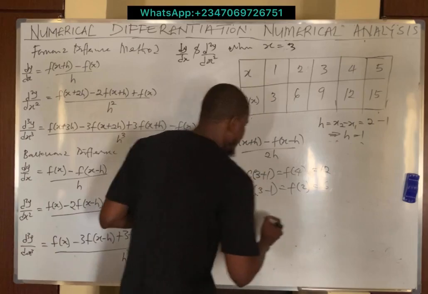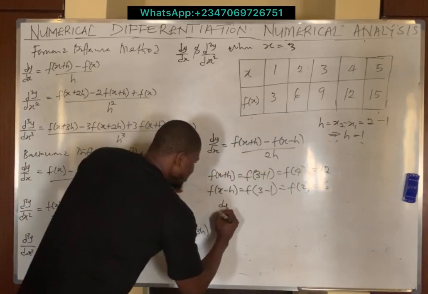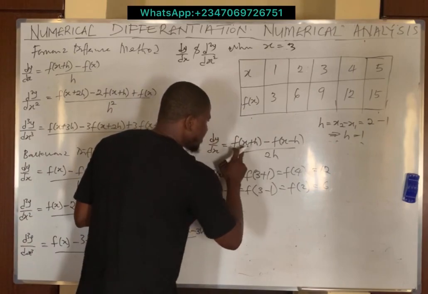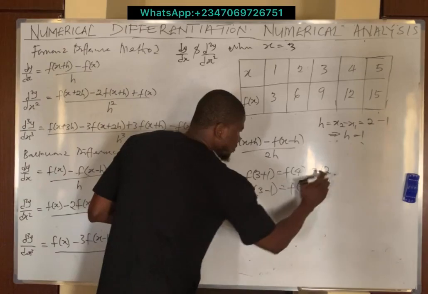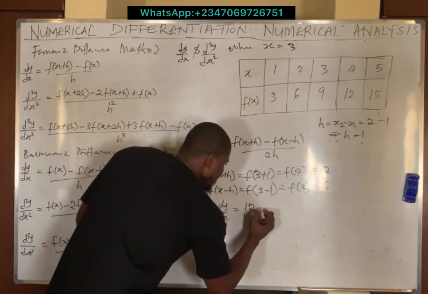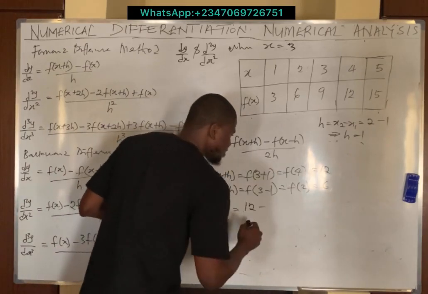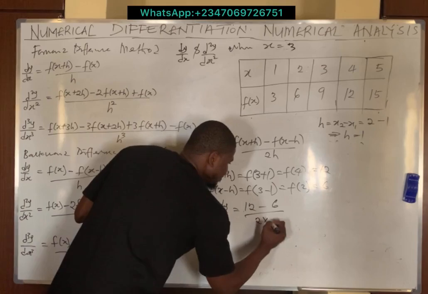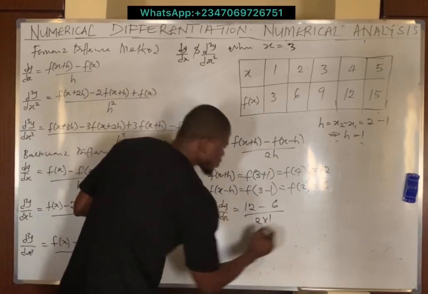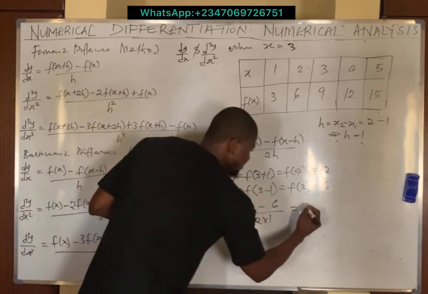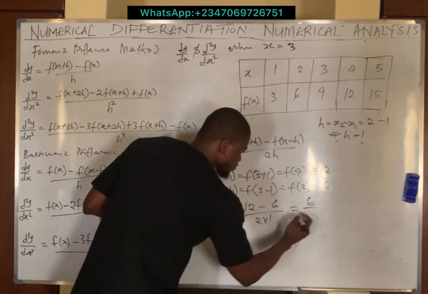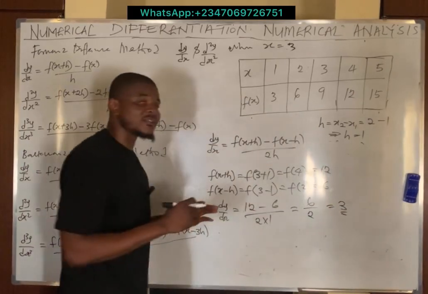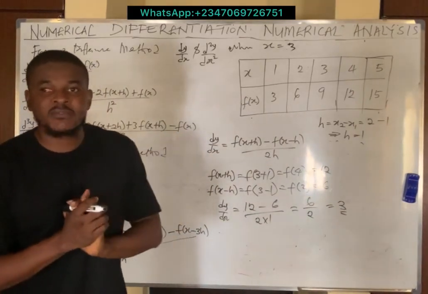So which means the first derivative, dy/dx, is going to be equal to, computing them into this equation, f(x + h) gave us 12. You have 12 minus f(x - h), that gives us 6. You have 6 all over 2 times the interval, which is 1, so 2h. So this is equal to 12 minus 6, which is 6, all over 2h, which is 2. And this division simply gives you 3.